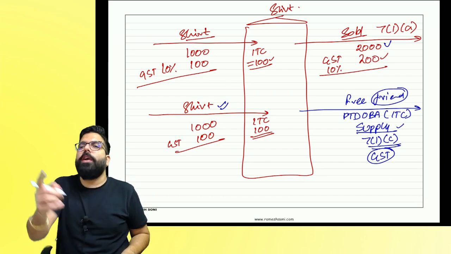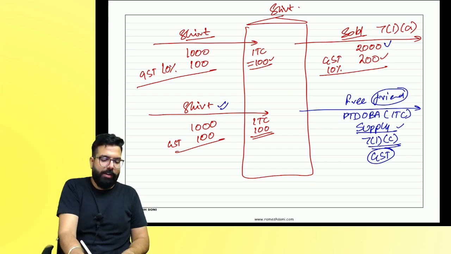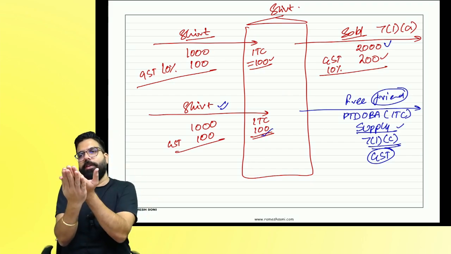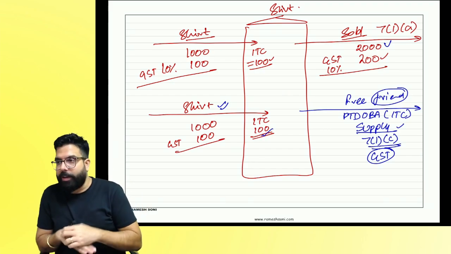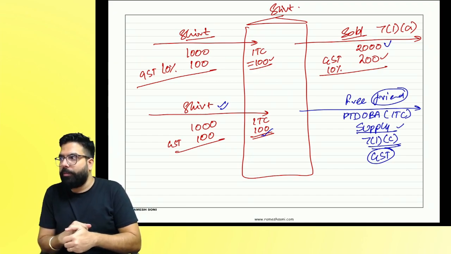Are you able to follow? The 200 you will not pay in cash. Why will you not pay 200? You already have 100 rupees credit. You will use it and pay the balance. Is this point clear? I'll give you one more example, everyone.